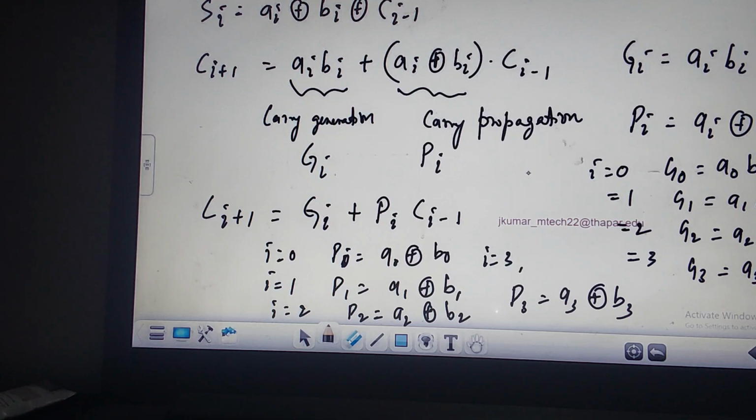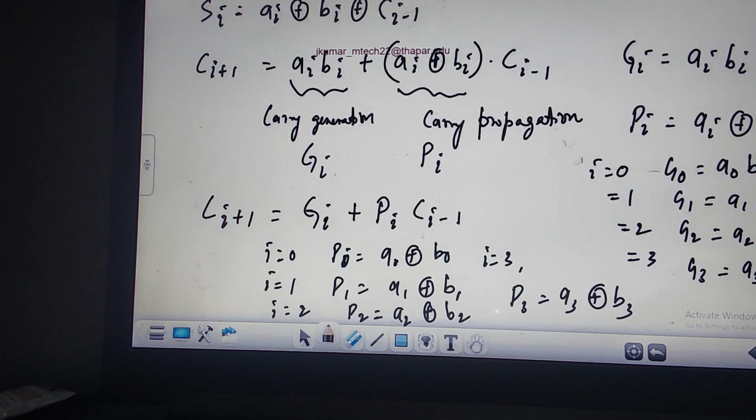Correct? If I know A0, A1, A2, A3, B0, B1, B2, B3, I can generate G0, G1, G2, G3 using the AND operation, and P0, P1, P2, P3. If I know C minus 1, I can compute the values of C0, C1, C2, C3. Did you agree with me? I can compute the carries using carry generation and carry propagation, so that all full adders can operate at the same time. So essentially I can reduce the delay. The carry look-ahead adder is quite good in parallel.